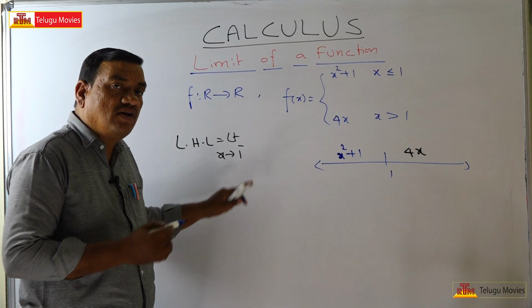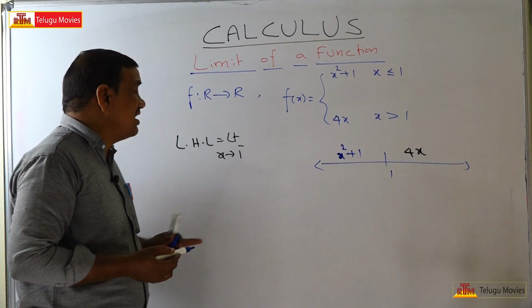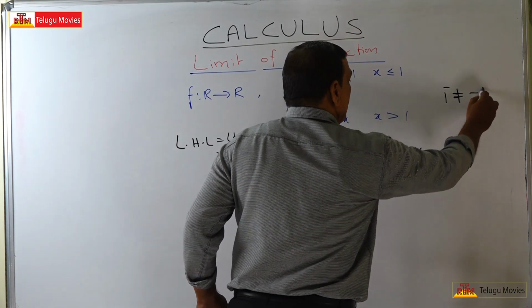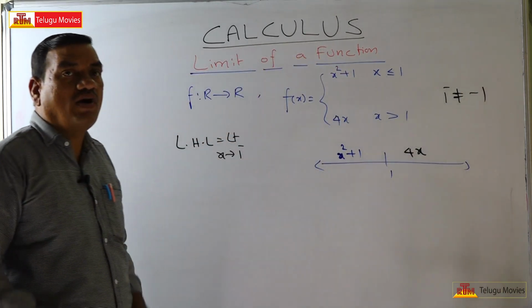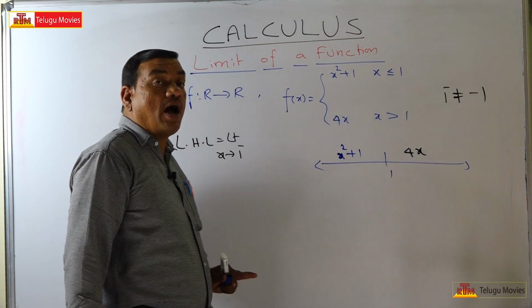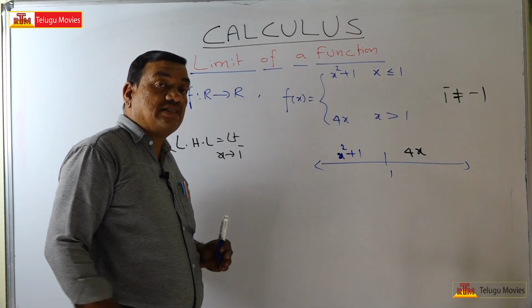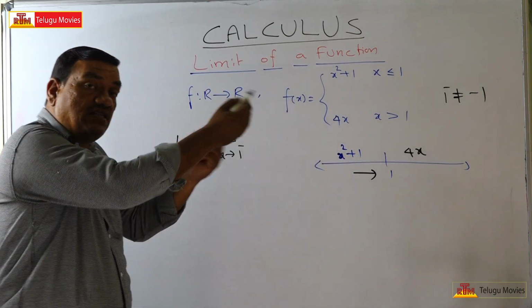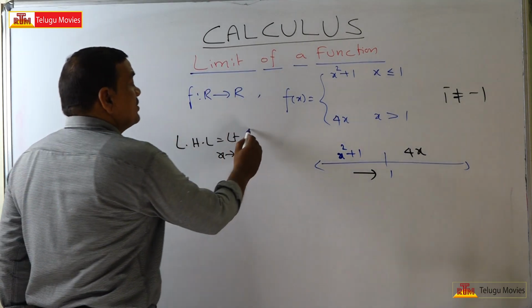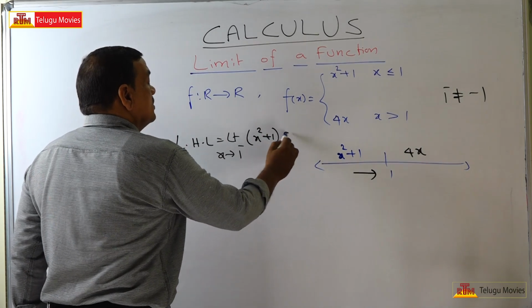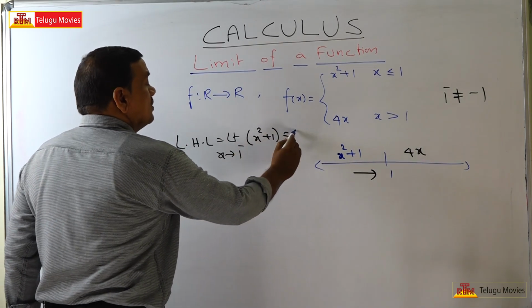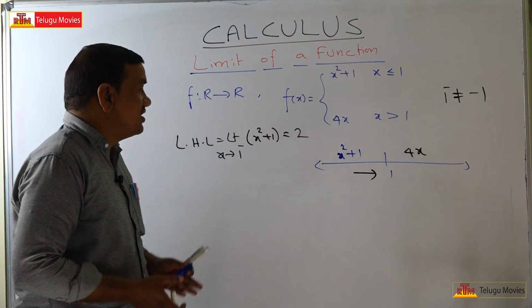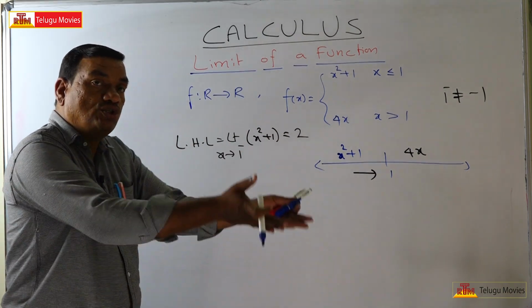This symbol 1 minus, the minus on top, does not mean it is equal to minus 1. Don't think that. 1 minus means we are approaching the variable x equal to 1 from the left hand side. So what is the function definition there? The function is x square plus 1, which is obviously 1 plus 1, 2. That means as the x value approaches 1, your function x square plus 1 approaches 2.